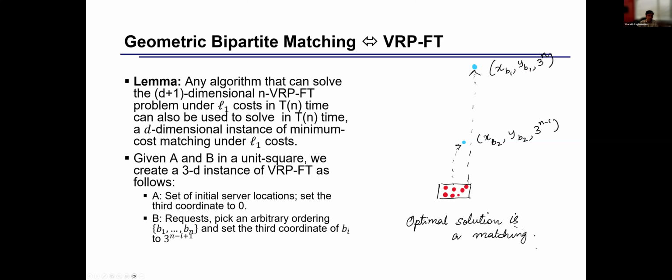So in other words, if you take a fixed time vehicle routing problem solver and use it to compute an optimal solution, that optimal solution will also correspond to the minimum cost matching under L1 cost for the original instance. Okay, so in some sense it's disappointing, because basically what I'm saying is that fixed time vehicle routing problem instances are as hard as the general version of the Euclidean or L1 bipartite matching.